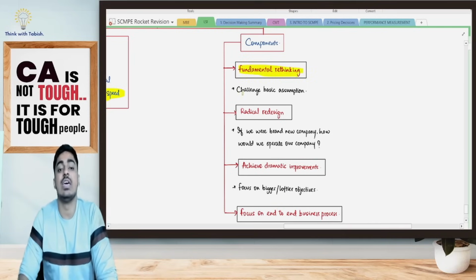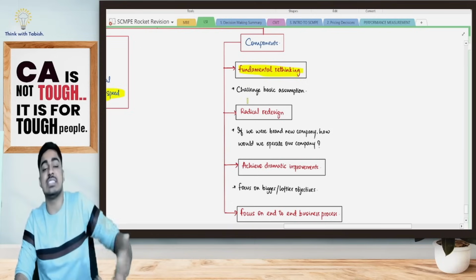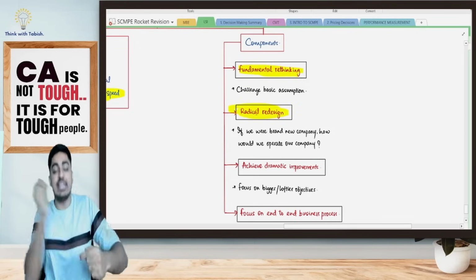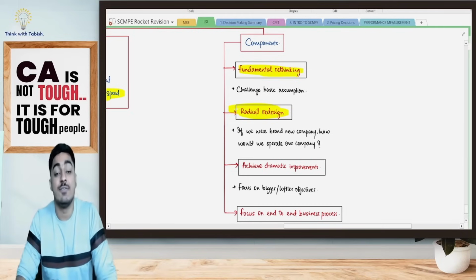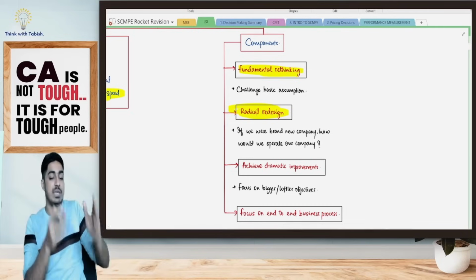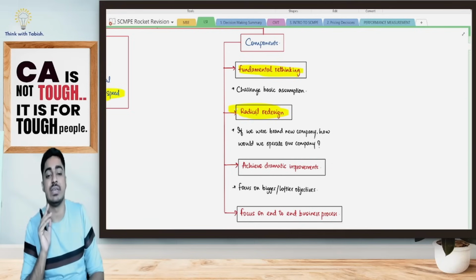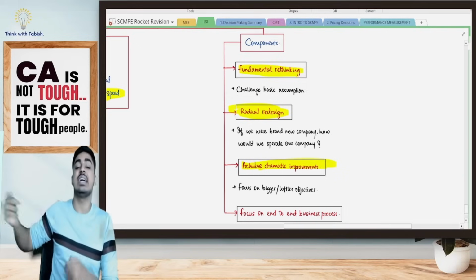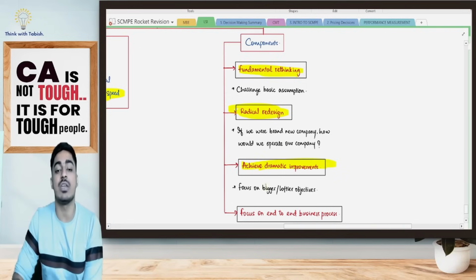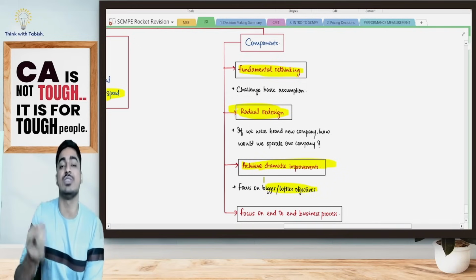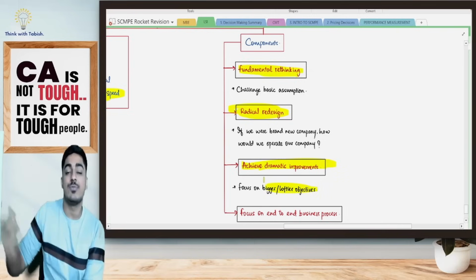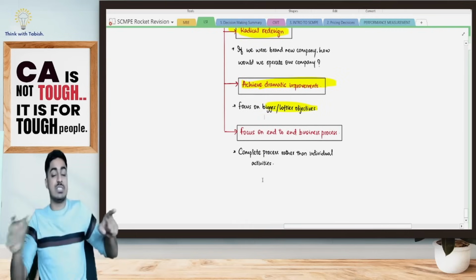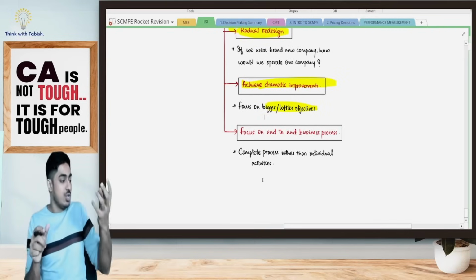Fundamental rethinking. We are challenging the very basic assumptions in which the business operated. Radical redesign. Yes, radically, completely we are planning to redesign. We are asking, if we were a brand new company, how we would have operated our company. Achieve dramatic improvements. We want to achieve dramatic, big, gigantic changes. We are focusing on bigger, loftier objectives. We are not saying, okay, 1%, 2% improvement. Big 30%, 40%, 80% improvement we are looking at. And focus will be on end-to-end business processes, on the complete process, not just on a single task.